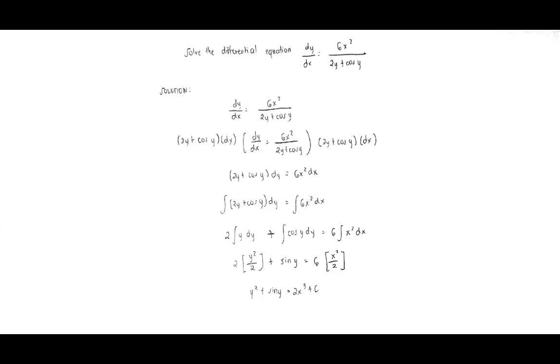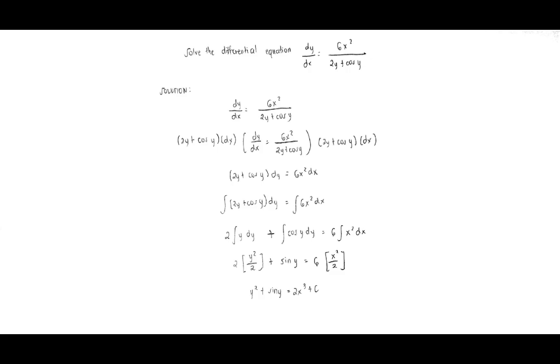In order for us to separate, we will think of a good term to multiply in this equation so that it is easy for us to integrate both sides. We can multiply by 2y plus cosine y dx to eliminate the denominator. So now we have 2y plus cosine y dy, with all the y's in the dy, and for the other side, we have 6x squared dx. Now that we have separated it into their dy and dx, we can integrate it.